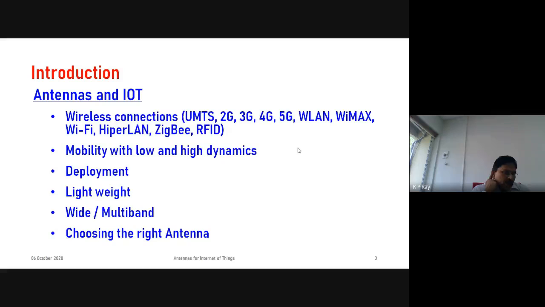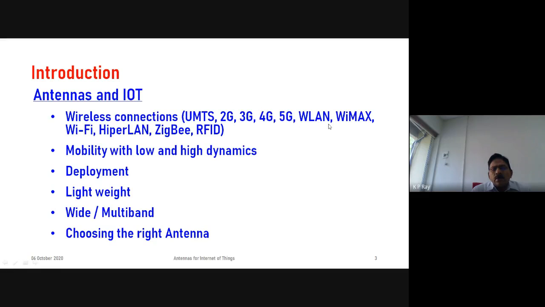Okay, so here, antenna and IoT. These are the various wireless protocols or wireless systems which you need to access under the IoT environment or for IoT application. Here you have UMTS, 2G, 3G, 4G, 5G. Here they are organized in the ascending order of frequency.